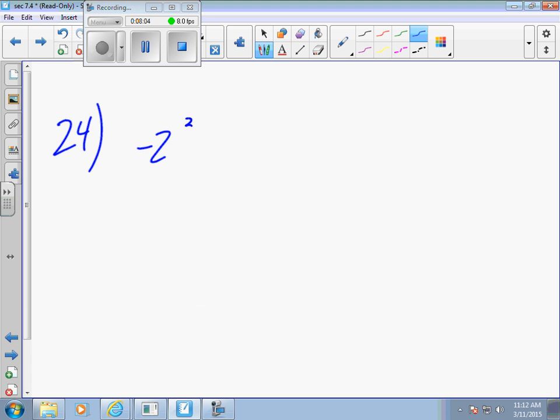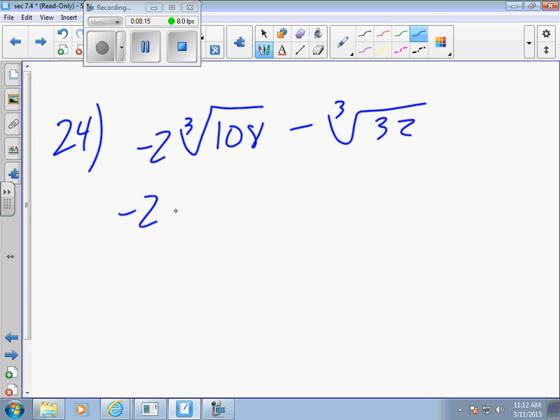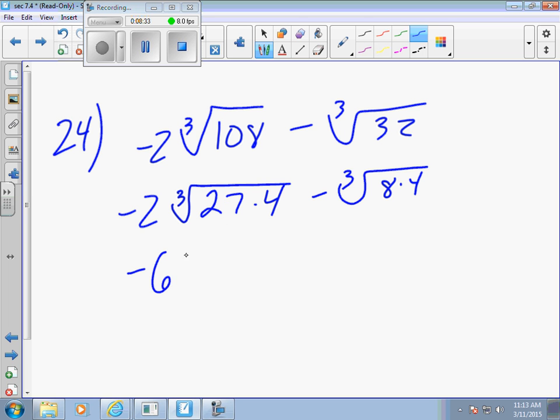Let's take a look at question number 24. It says negative 2 cube roots of 108 minus the cube root of 32. When I break this up, I need to look in my cube column because I'm pulling out cube roots. So I'm going to break this up into 27 times 4. This one I'm going to break up into 8 and 4. And the cube root of 27 is 3. 3 times negative 2 is negative 6 cube roots of 4. Cube root of 8 is 2. Cube roots of 4. And negative 6 and negative 2 gives me negative 8.